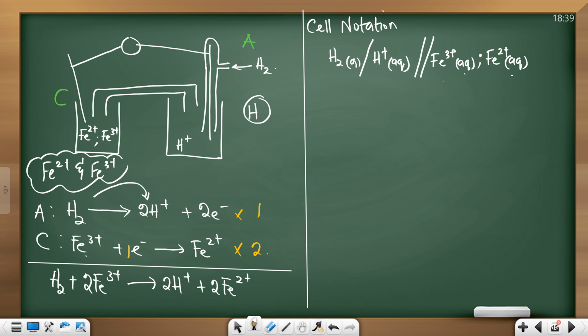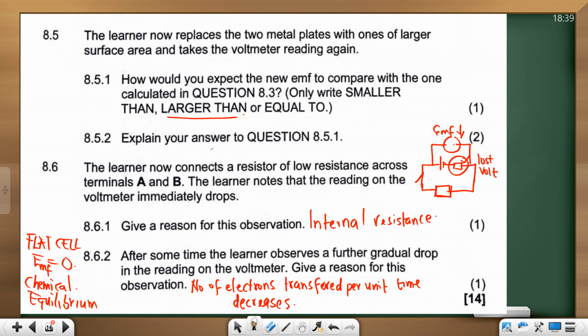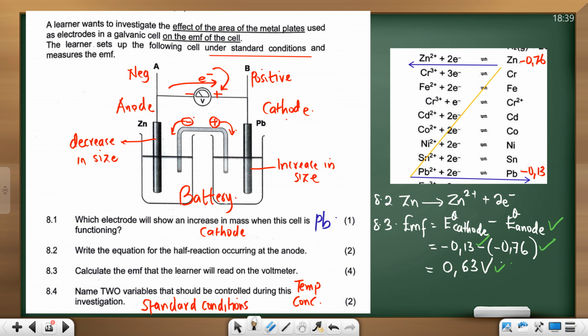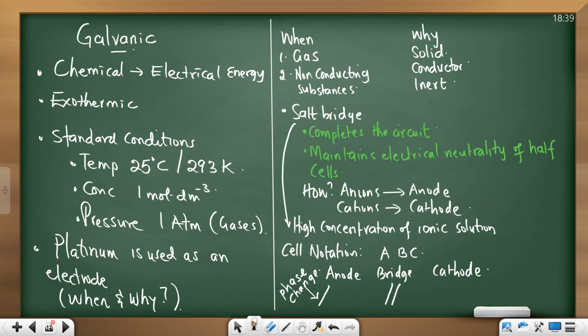However, please, the end of your cell notation must always be solids. Always. This is why, let me add this before I forget. Go back to your notes. When and why? Number 3, when I have a mixture of ions. When do we use platinum? When I have a mixture of ions.